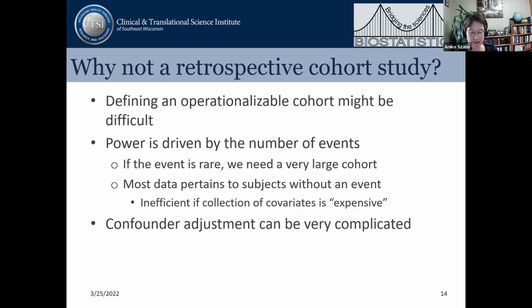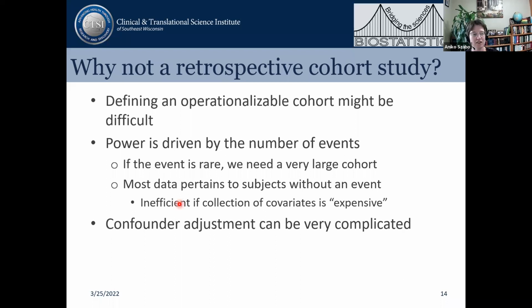So if you're interviewing lots of cases and they contribute very little to the power, that's a lot of wasteful effort and makes the whole study infeasible. So this is another case where retrospective cohort studies are problematic if you have a rare event and you have expensive data collection along the way. Because if the data is just available out there, it might not be a problem that it's a big cohort. Well, we have computers, they don't care.